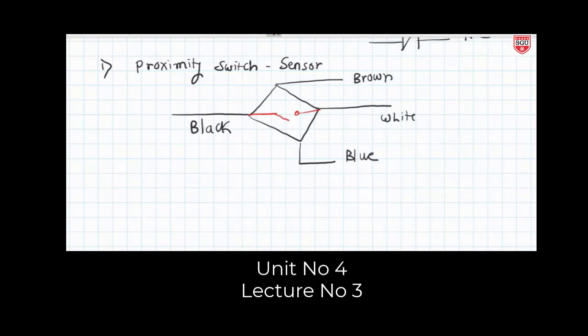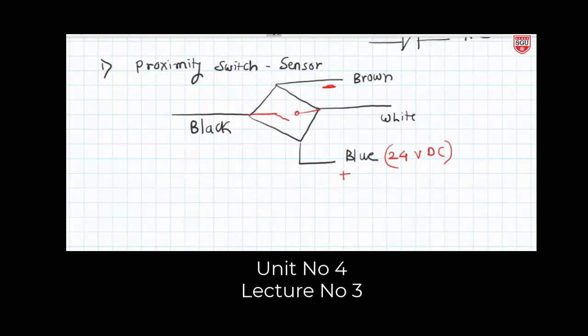So what it does, that brown wire and blue wire, here we are providing 24-volt DC supply. This supply is given to activate this switch, means to give the energy to this sensor, we are providing 24-volt positive and here negative supply. Then when we connect this positive and negative to blue and brown, what will happen later?